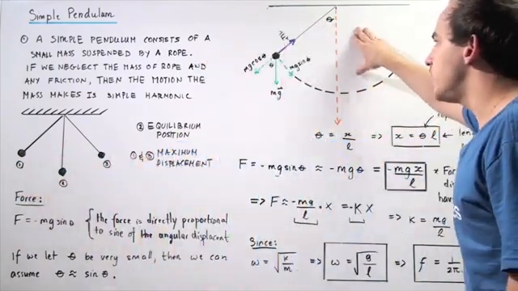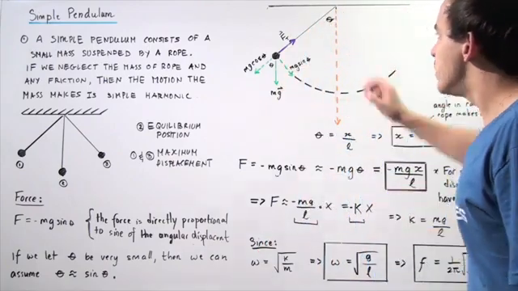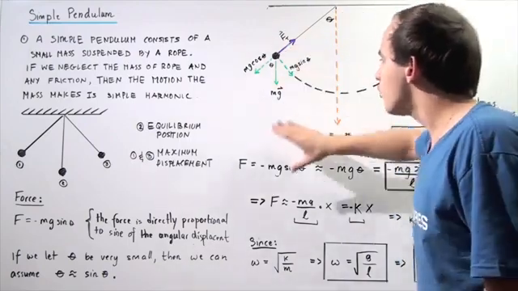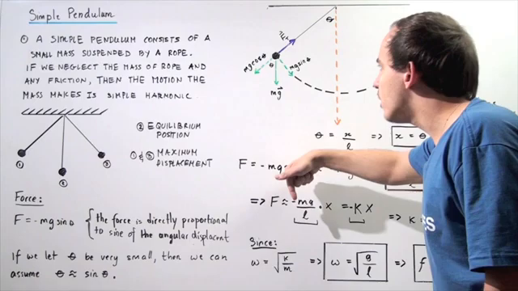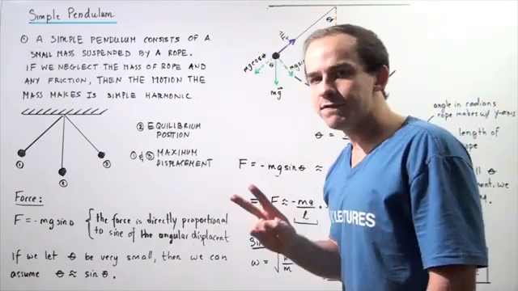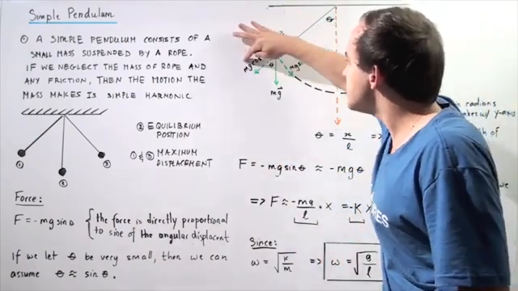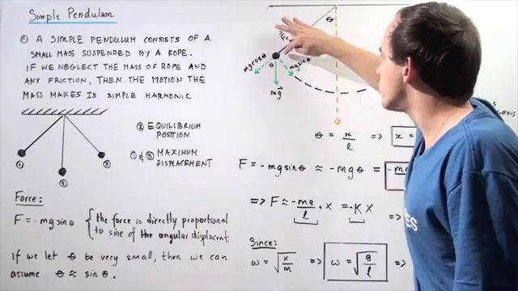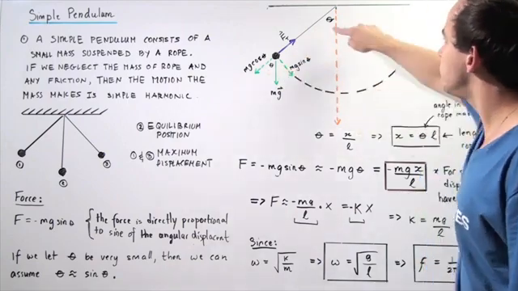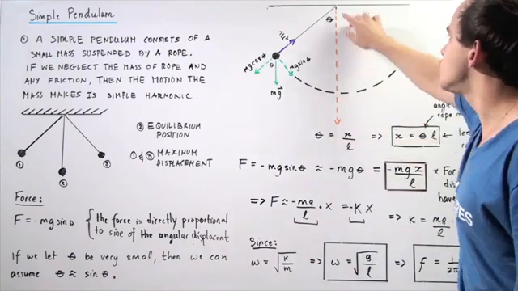So at position 1, we have two forces acting on the object. We have the tension in the cord that points along the cord in this direction. And we also have the force of gravity that's pulling downward on our mass. So this force of gravity has two component forces acting on our mass. We have this component force, m times g times cosine theta, and this component force, which is m times g times sine theta.